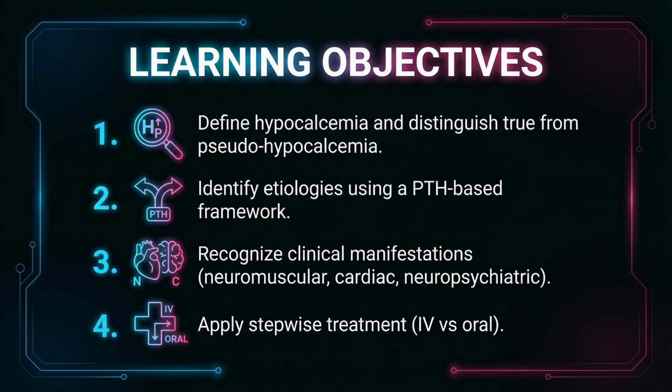First, define hypocalcemia and distinguish true from pseudohypocalcemia. Second, identify etiologies using a parathyroid hormone-based framework. Third, recognize clinical manifestations across neuromuscular, cardiac, and neuropsychiatric systems. And fourth, apply a stepwise treatment approach.